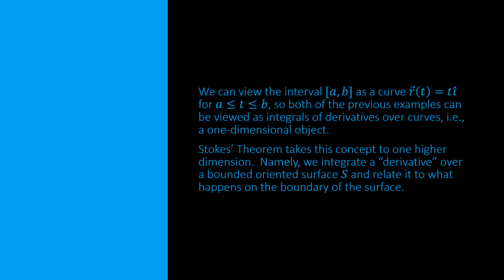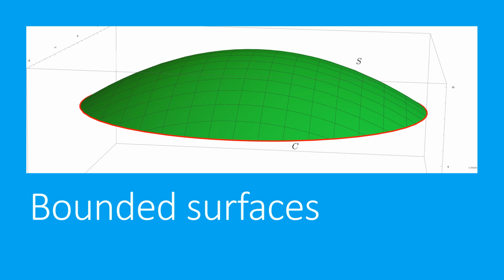So first, let's work with some bounded surfaces and orientations to refresh our memory. Here's a bounded surface, S. The surface here is in green. And notice, since it's a bounded surface, it has a curve C as its boundary. The curve C here is given in red. So that's what we mean by a bounded surface with a curve as its boundary.